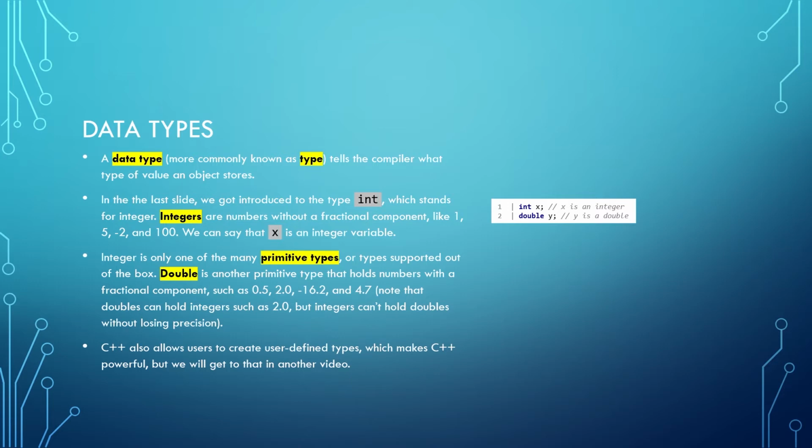Double is another primitive type that holds numbers with a fractional component, such as 0.5, 2.0, -16.2, and 4.7. Note that doubles can hold integers such as 2.0, but integers can't hold doubles without losing precision. Over here, y is a double. C++ also allows users to create user-defined types, which makes C++ powerful, but we'll get to that in another video.